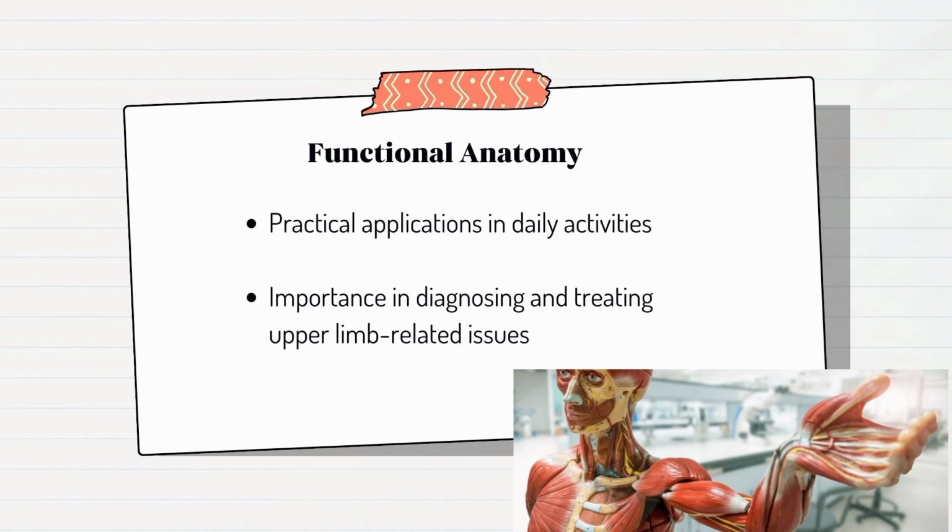And now we should know the functional anatomy. As an overview, we should know that the upper limbs are involved in numerous activities, including grasping, lifting, and fine motor skills. So, understanding the functional anatomy helps in diagnosing and treating upper limb injuries and disorders.